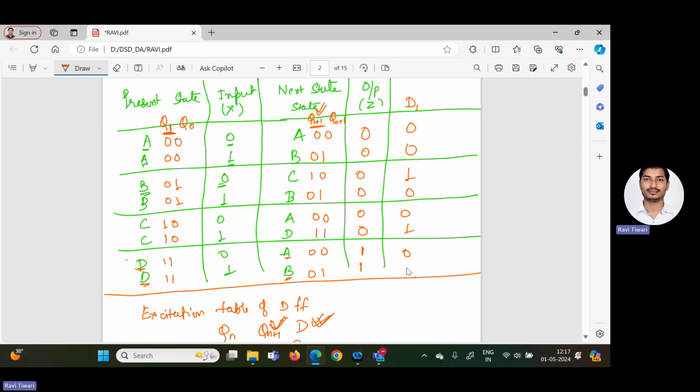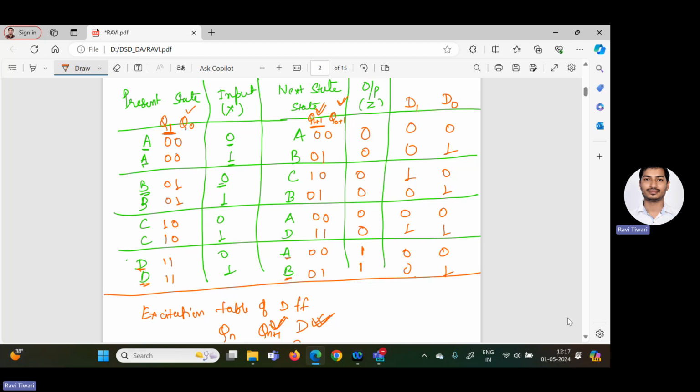This is 0, 0. Similarly, what will be the value of D0? Q0 and Q0 plus 1. From the excitation table, we know that whatever will be the next state, it will be equal to D. So here you will get 0, 1, 0, 1, 0, 1, 0, 1. Now this is the complete state table.